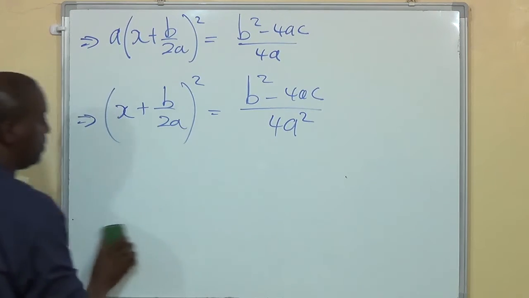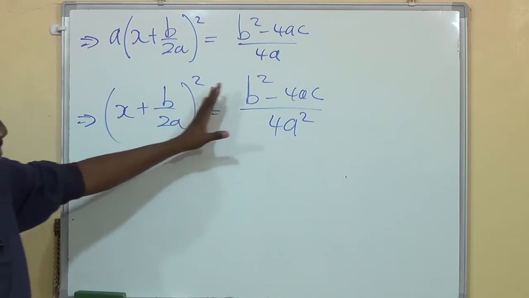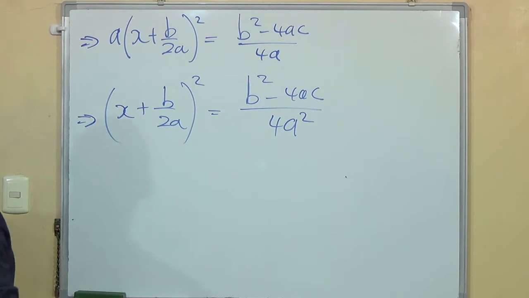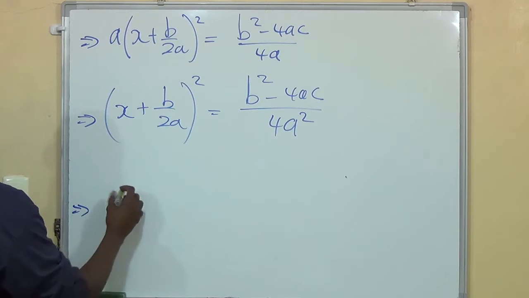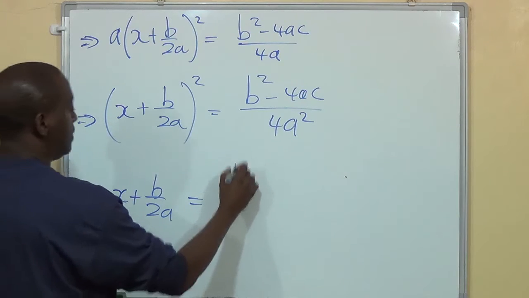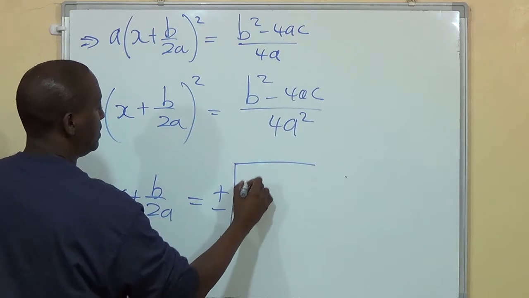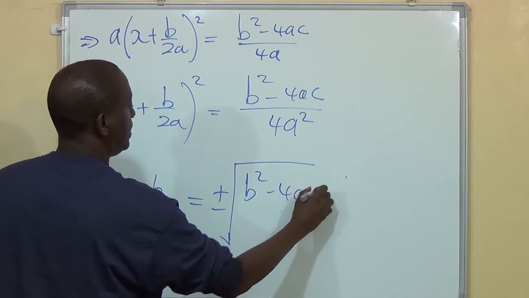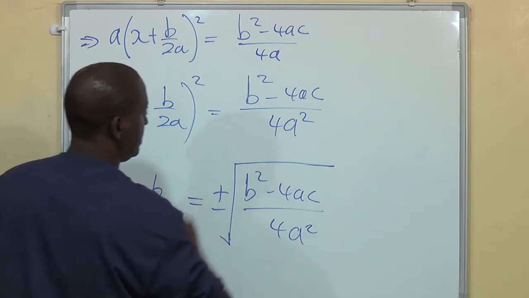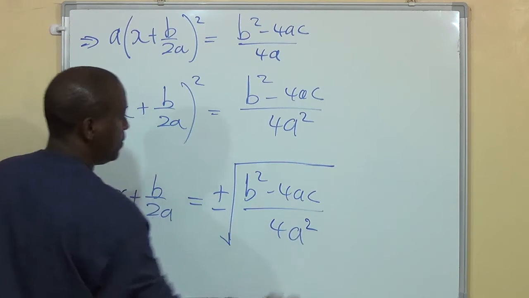Alright, so if x plus b over 2a all squared is equal to this, then naturally we could take the square root on both sides and we get that x plus b over 2a is equal to, watch it now, plus or minus the square root of all of this, b squared minus 4ac all over 4a squared. So you've seen a certain thing taking shape here, which I'm not going to mention until the very end, but you will know exactly what we're talking about.